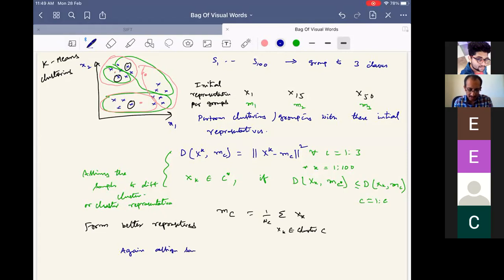Assign samples to these representatives. Okay, and then again what do we do? Again form new representatives, better representatives. Okay, and then again assign samples to these representatives. And then iterate.